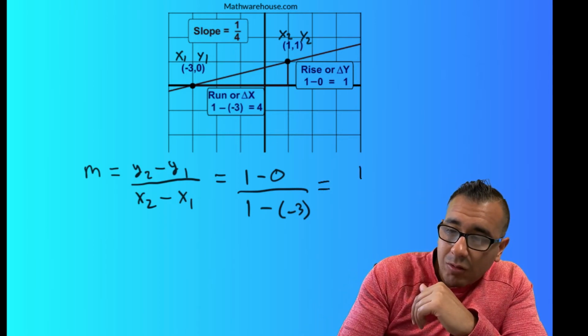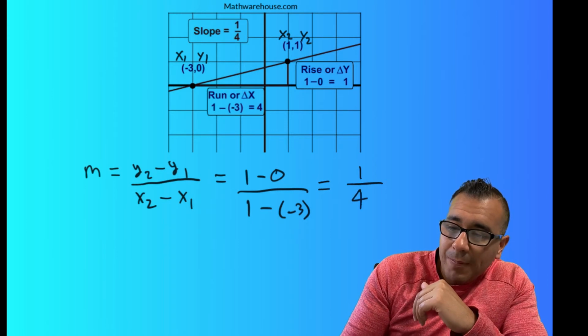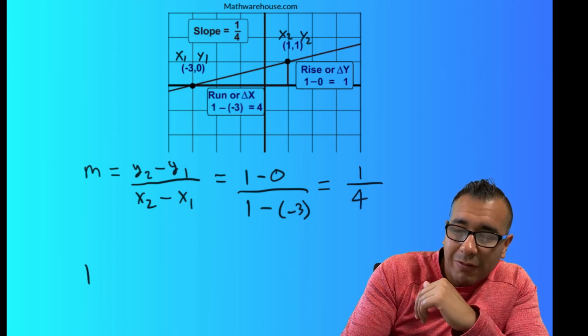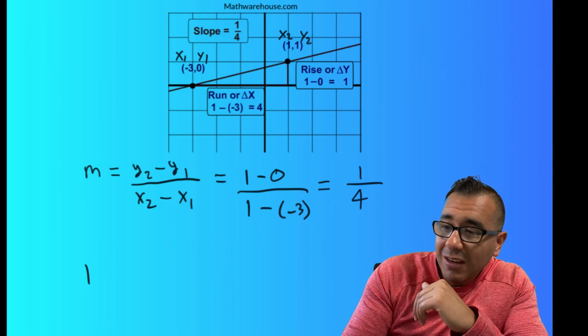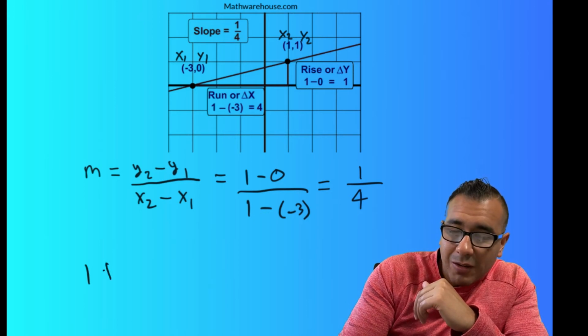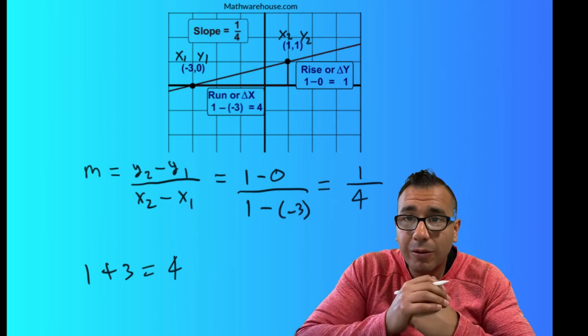So this equals 1 divided by 4, because, let me do this off to the side for you guys. When you have a negative and negative, remember that's a positive. So we end up with 1 plus 3, which is 4. So that's how we get the 1/4 there.